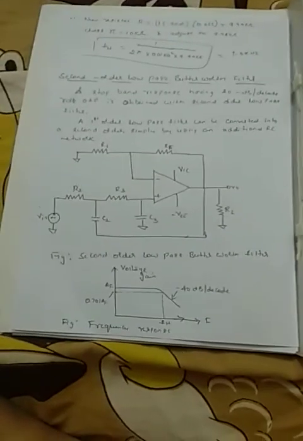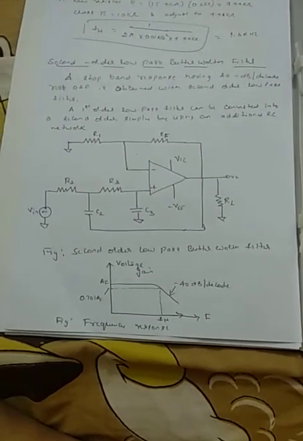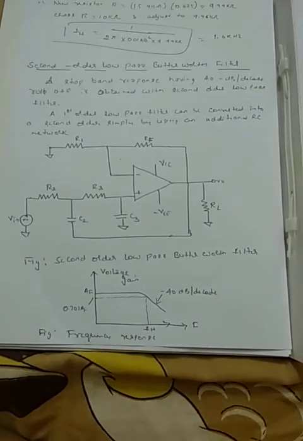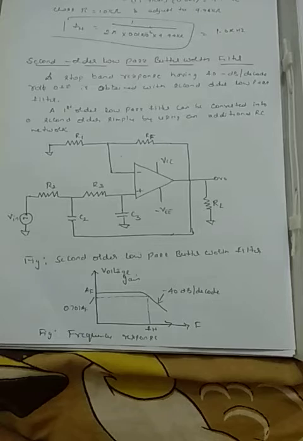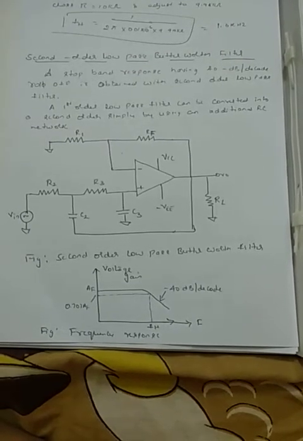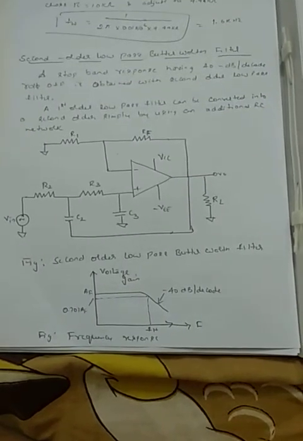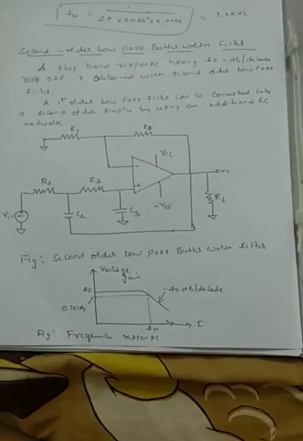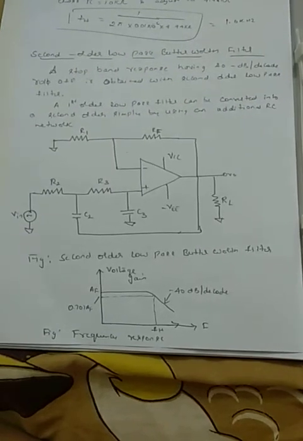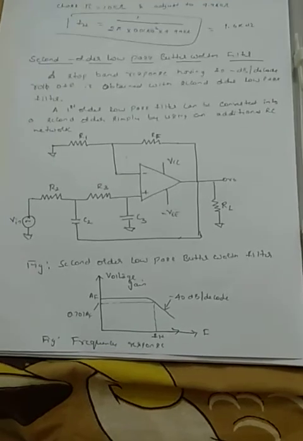Hello everyone. In the previous video we discussed the first order low pass Butterworth filter. In this video we'll see what a second order Butterworth filter is. A stop band response having a 40 dB per decade roll-off is obtained by using a second order low pass filter. In the stop band region the gain of the filter will start decreasing at the rate of 40 dB per decade, so we call it a second order Butterworth filter.